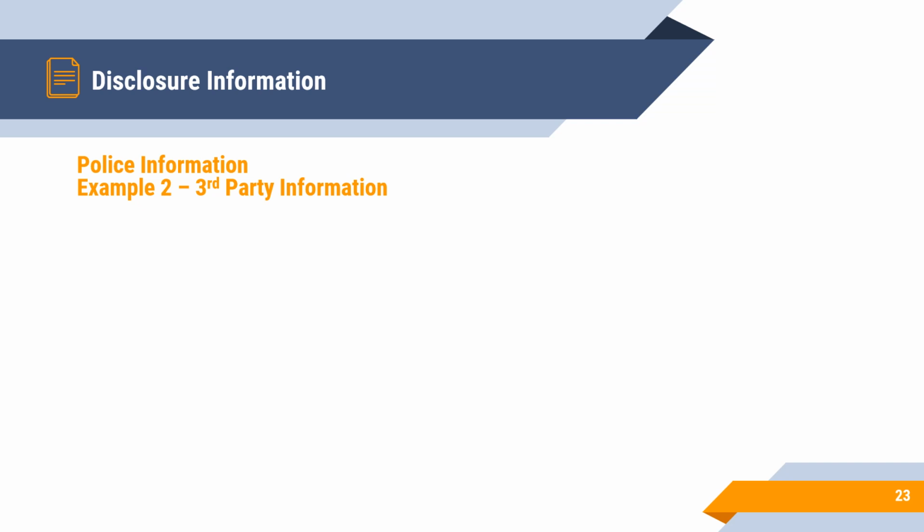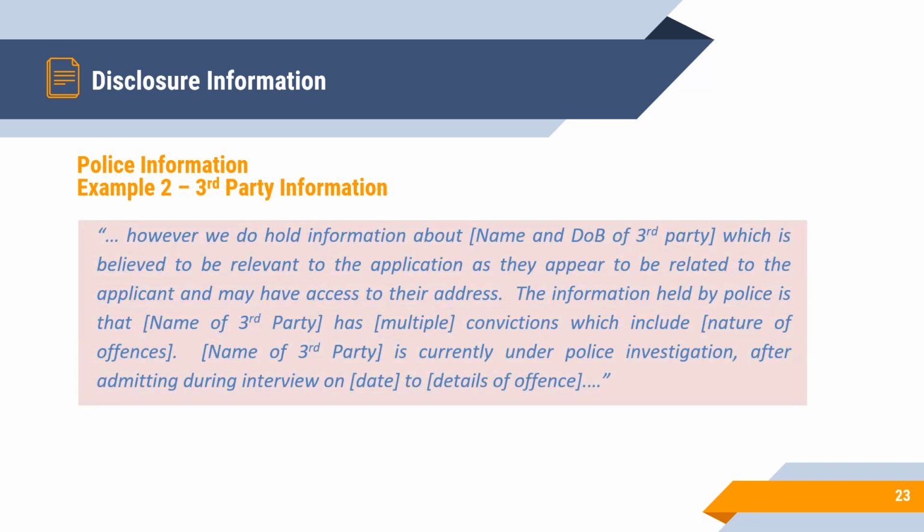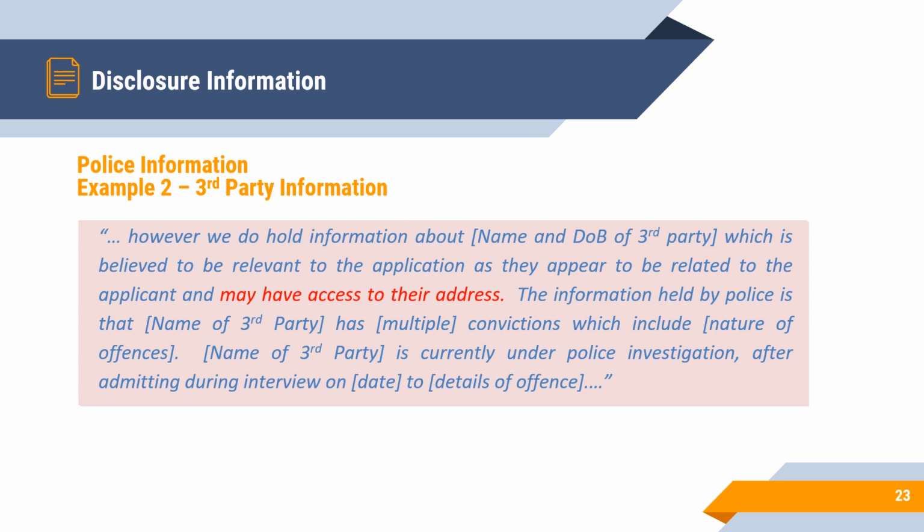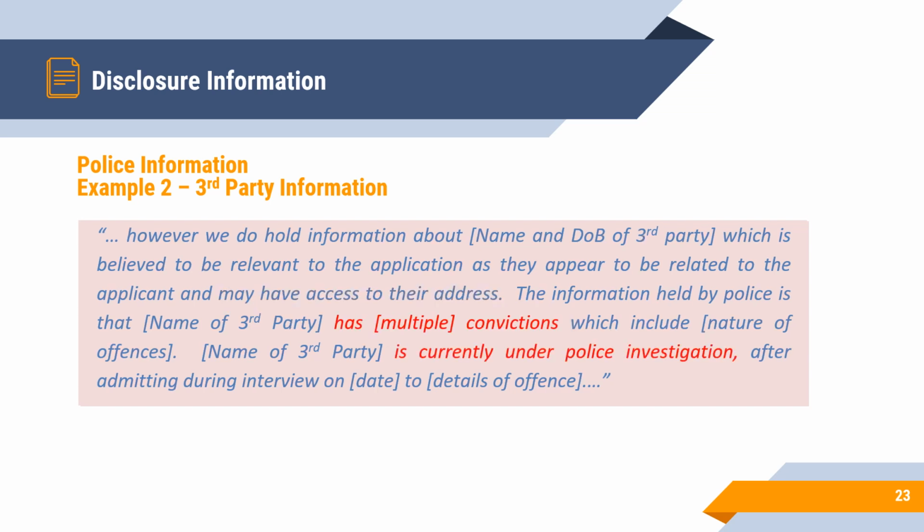In a second example of this type of police disclosure, we have a third party who may have access to the applicant's home address, for example, perhaps a regular visitor. In this instance, police consider it important that the details of the third party's criminal record, along with details of current investigations, are disclosed.